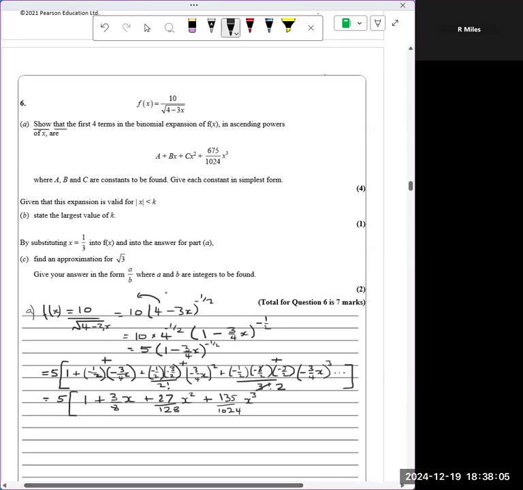And that's still got the 5 outside. And so now I can multiply the 5. So that's going to be 5 plus 15 over 8 x. 5 times 27 is 135 over 128 x squared. And then 5 times 135 is 675, 675 over 1024 x cubed. And that is my answer.